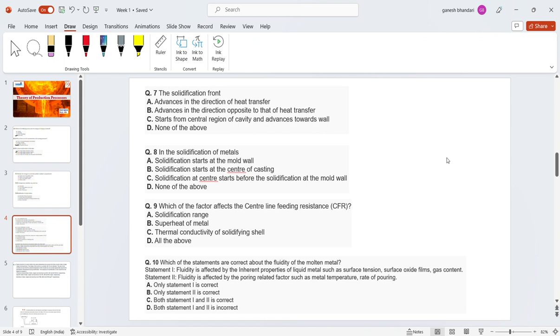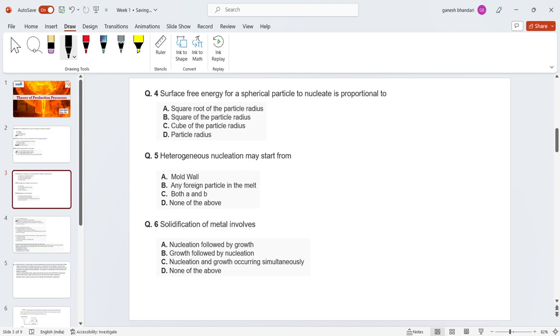So in the solidification of metals, I will take the question again for those who might enter late.